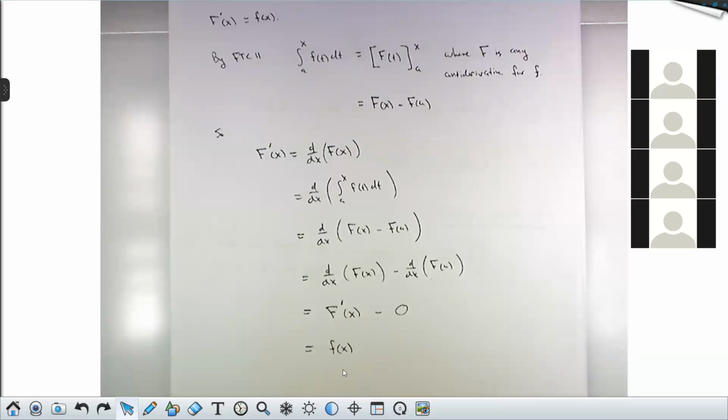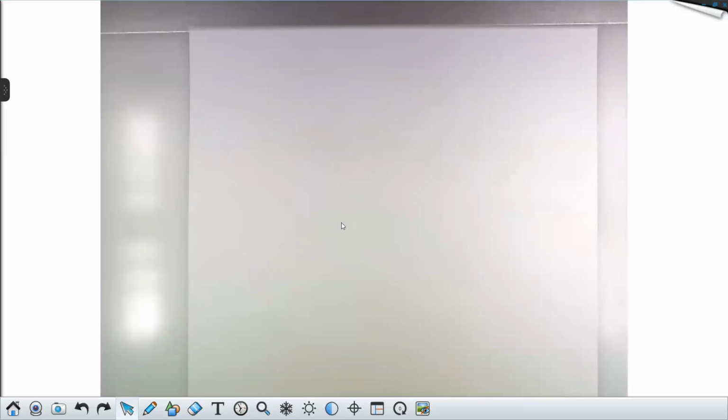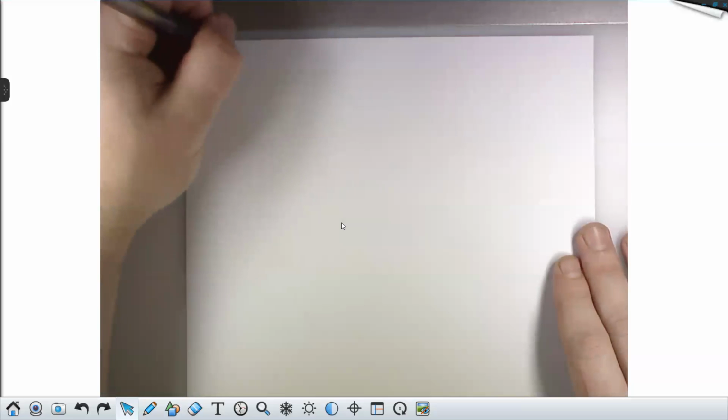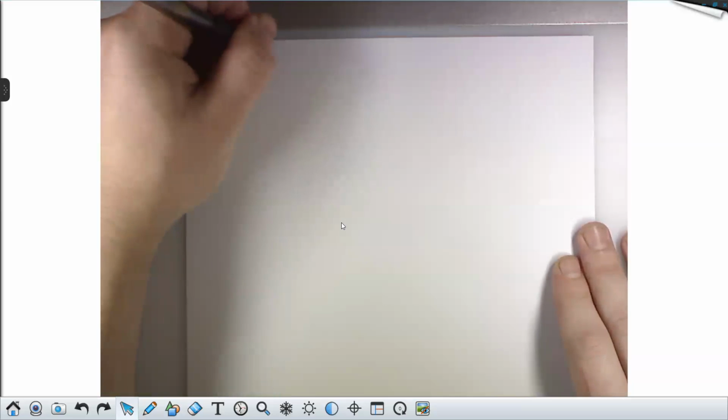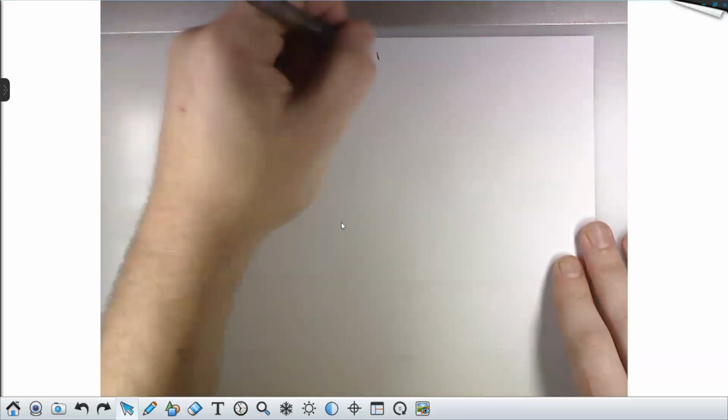Where this gets fun is if we try to generalize a little bit more. So let's see how this interacts with the chain rule. And this will be the last thing for today. So the chain rule with FTC1.